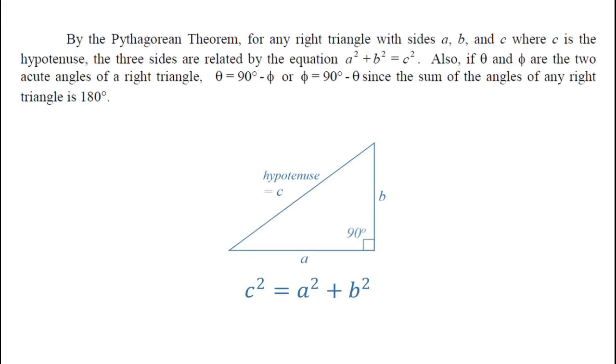Recall also the definition of the Pythagorean theorem. The square of the hypotenuse, or the longest side of the right triangle, is equal to the sum of the squares of the two legs. Or we have c squared equals a squared plus b squared. And you also know that the sum of the angles of any triangle is equal to 180 degrees.